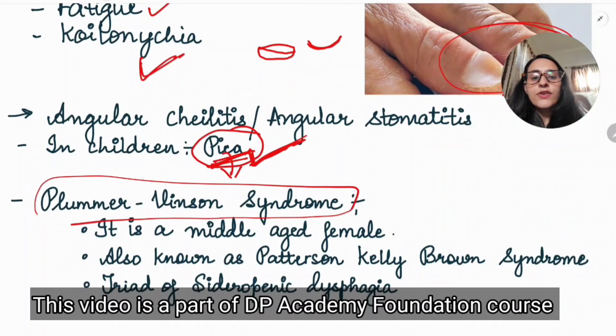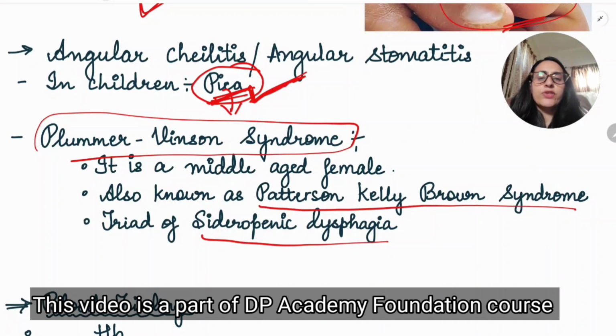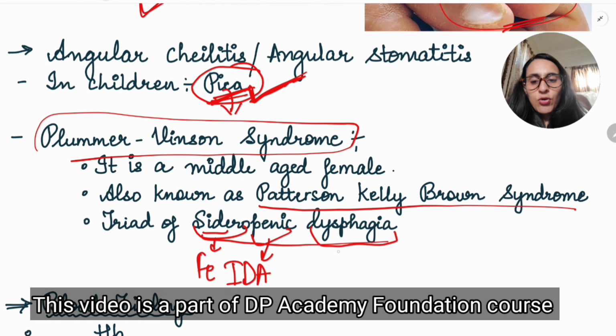Plummer-Vinson syndrome: a middle-aged female presenting with dysphagia, difficulty in eating, who has iron deficiency anemia, which is sideropenic dysphagia, also known as Paterson-Kelly-Brown syndrome. This is sideropenic dysphagia. Sidero means iron, penic means deficiency. So this person will have iron deficiency anemia. Also, there is a dysphagia component. That means there is going to be difficulty in eating.